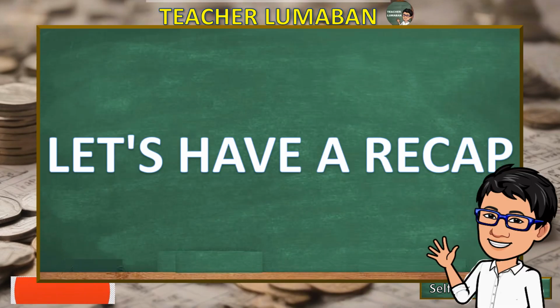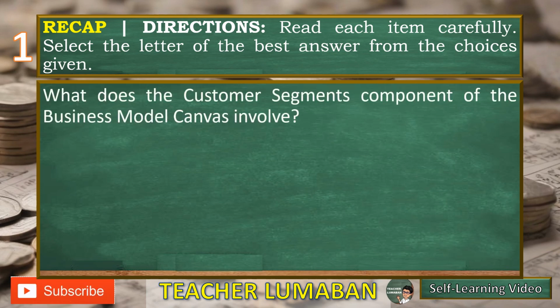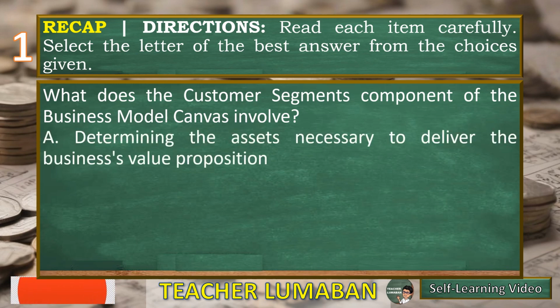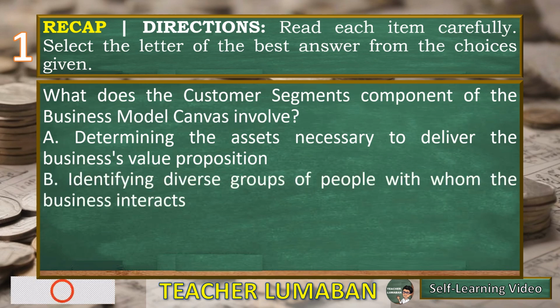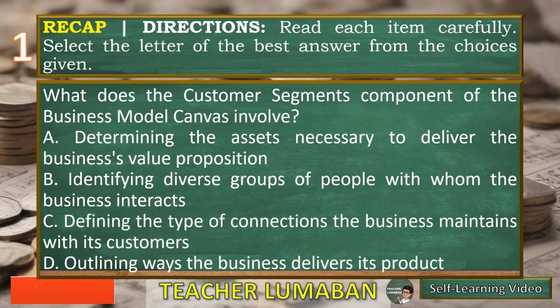Let's have a recap from the previous topic. Directions: read each item carefully. Select the letter of the best answer from the choices given. Why is sales forecasting considered a critical tool for efficient resource management? A. To optimize operations and manage risks. B. To measure sales volume accurately. C. To calculate key ratios. D. To assess performance.